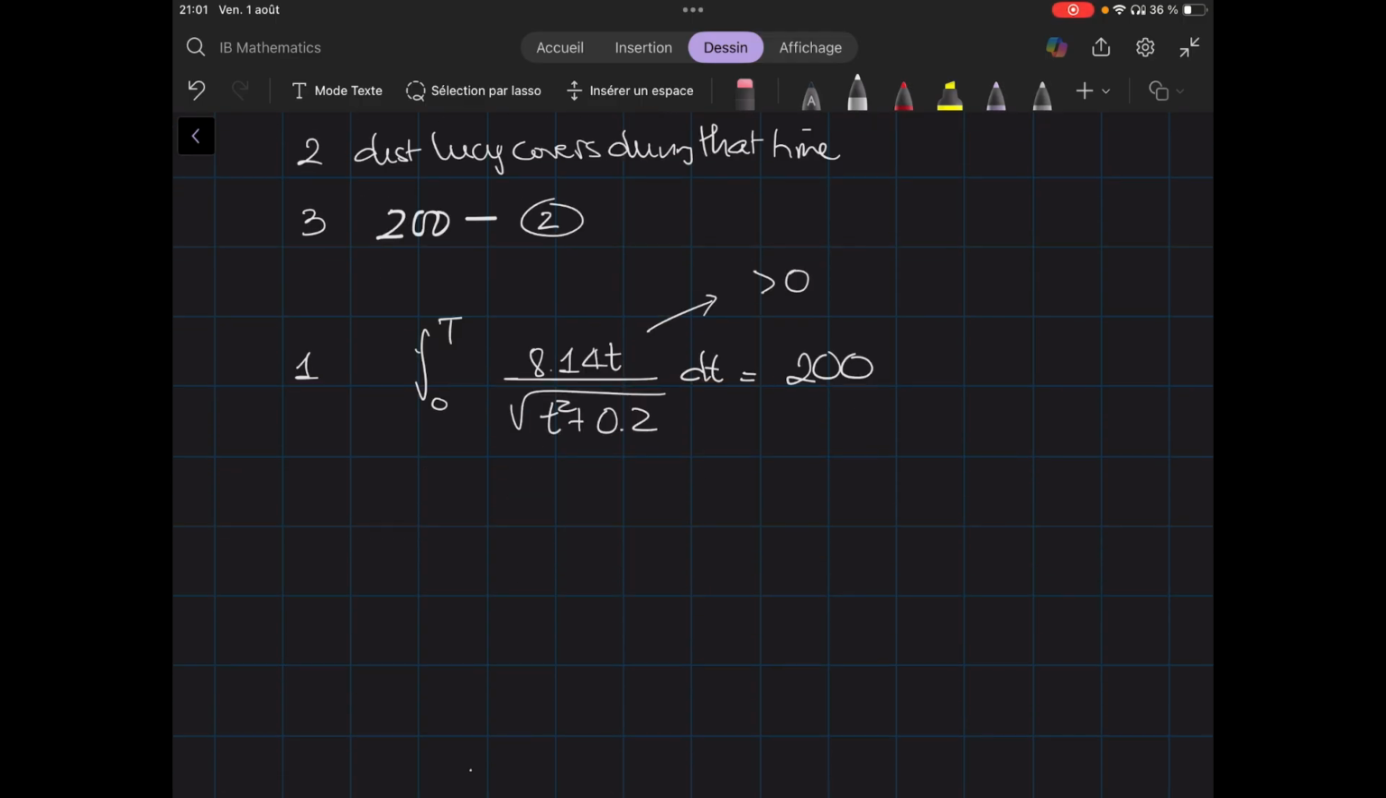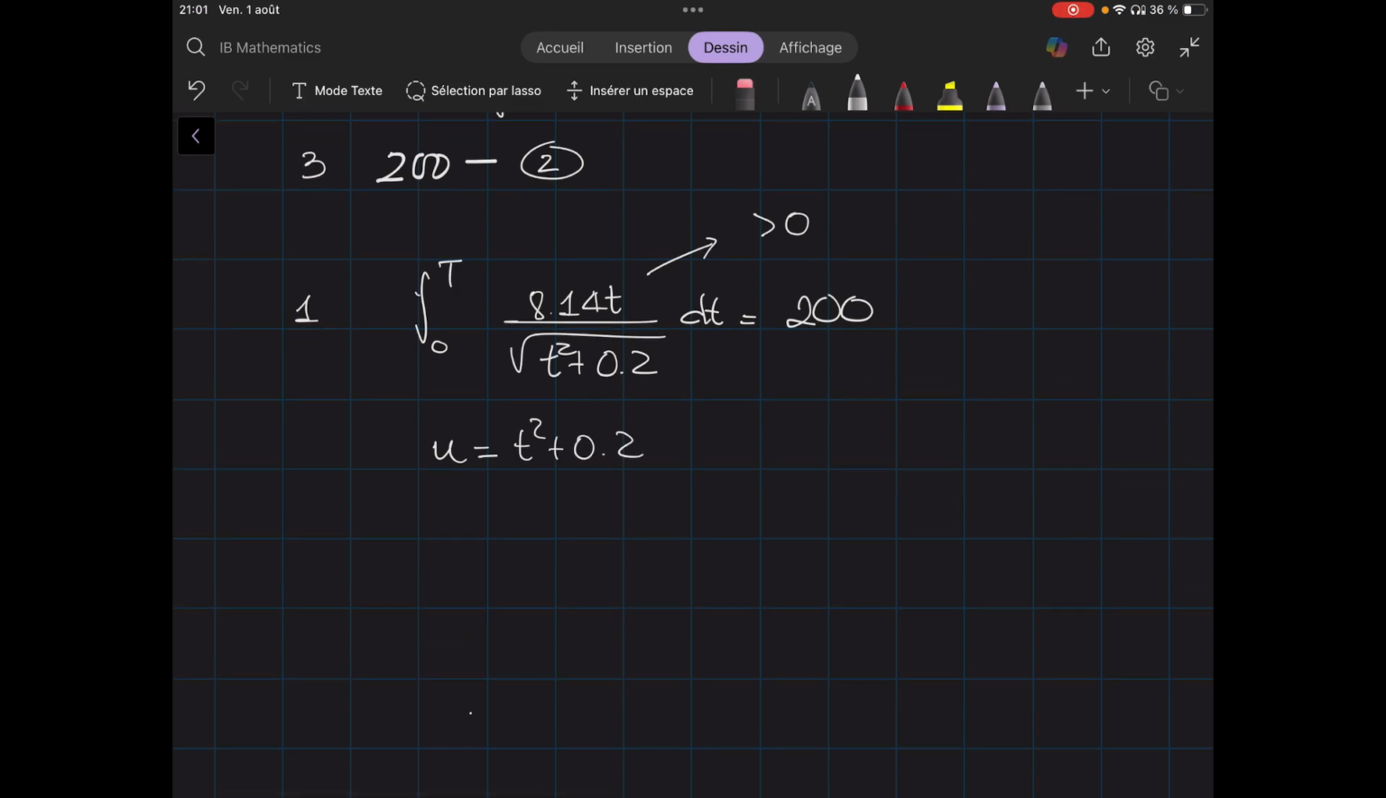Solving this integral is not too bad. You just have to do a u-sub. So if u is equal to t squared plus 0.2, du is going to be 2t dt. Changing the bounds, t goes from 0 to big T, u will now go from 0.2 to T squared plus 0.2.